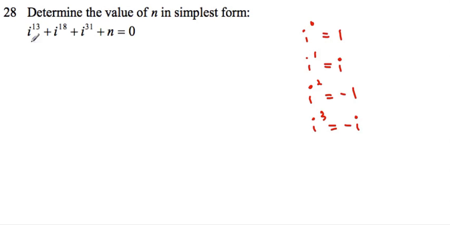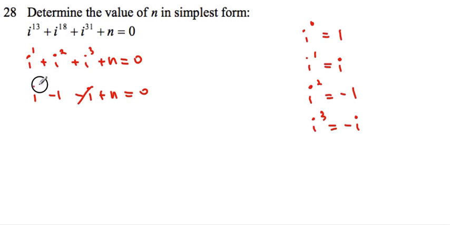So what is I to the 13th power equal to? When you divide by 4, the remainder is equal to 1. So this will be equal to I to the first. Plus here, this is equivalent to I squared. So these numbers are the remainders when you divide by 4. I to the 31st is I to the third. And plus n is equal to 0. Then here, this becomes I minus 1, and this becomes minus I plus n is equal to 0.